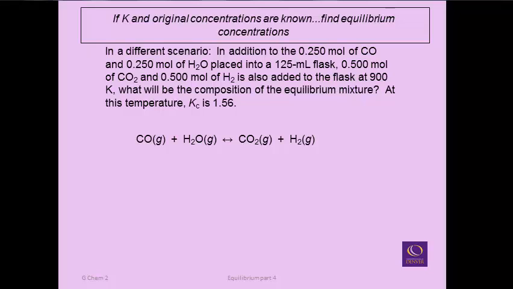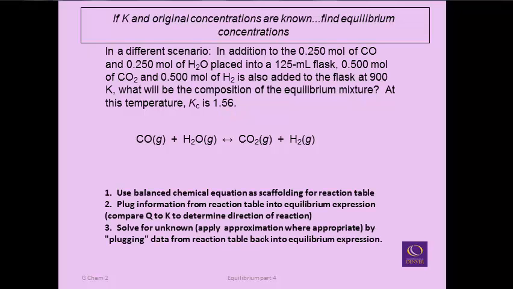All right, so let's look at another scenario and see a variation on the problem. What's going on here is now not only do we have water and carbon monoxide starting materials in the reaction, we're also going to have some products in the reaction. We're going to throw it all together, and it's still going to adjust to equilibrium. And it's at the same temperature, so the equilibrium constant is still 1.56.